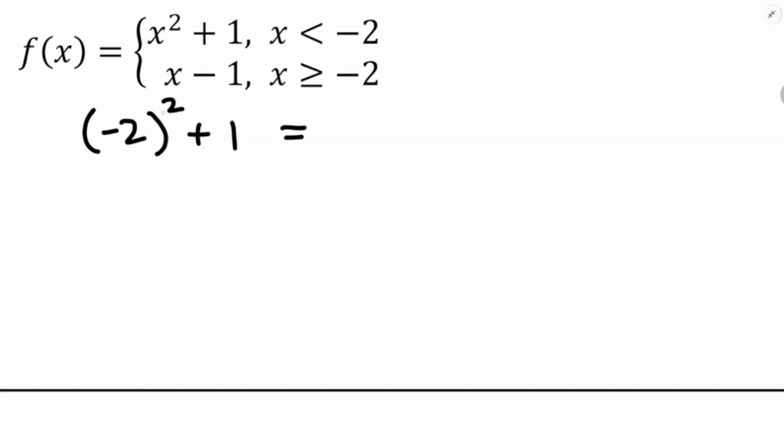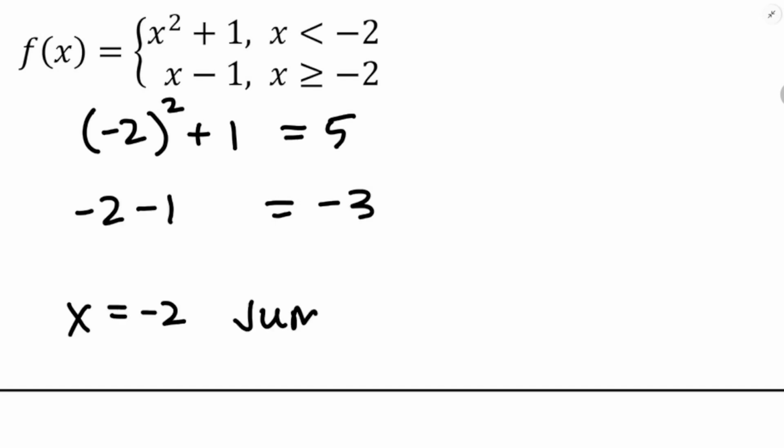So if I square negative 2 and then add 1, that's 4 plus 1, which is 5. And then x minus 1, negative 2 minus 1, equals negative 3. The limit from the left is not equal to the limit from the right, so that means the limit doesn't exist, and because both of the one-sided limits do exist, I've got a jump discontinuity. So x equals negative 2 is a jump.